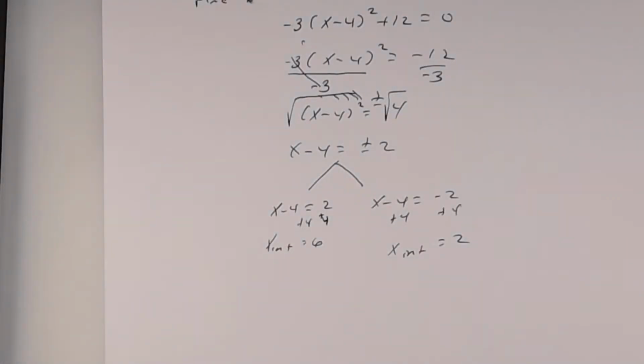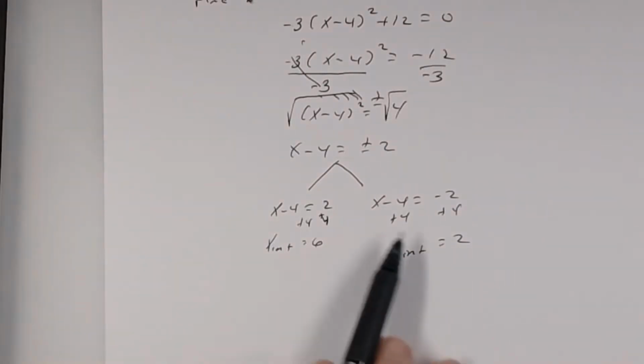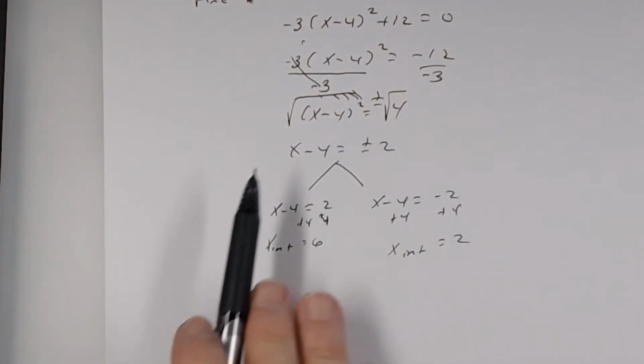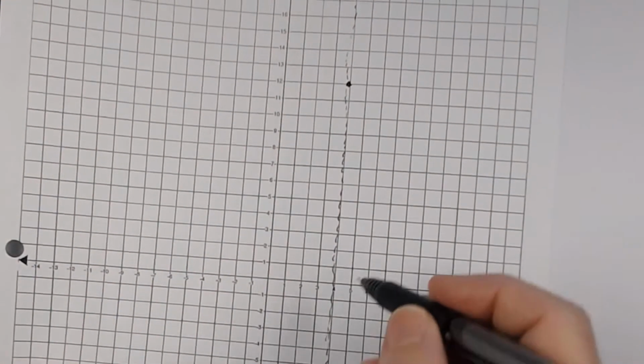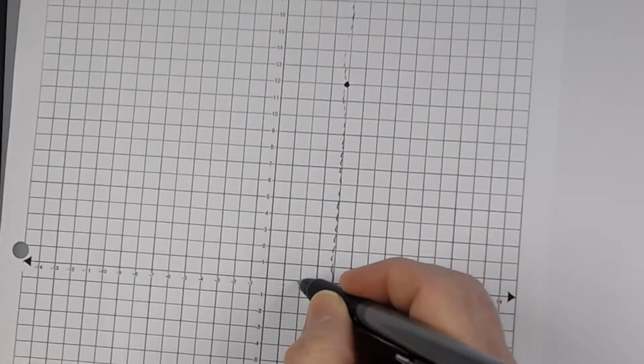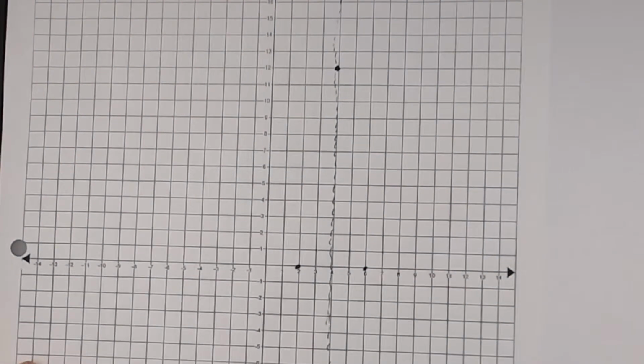All right. Now, when you plot them, you need to make sure that they're the same distance away from the axis of symmetry. If they're not, then there's some issue here. So positive 6 and positive 2. So here's 6, here's 2. Are they the same distance from the axis of symmetry? Yes.